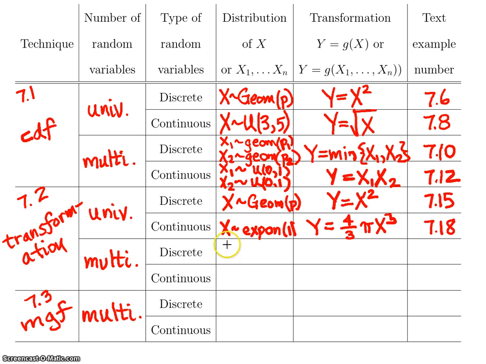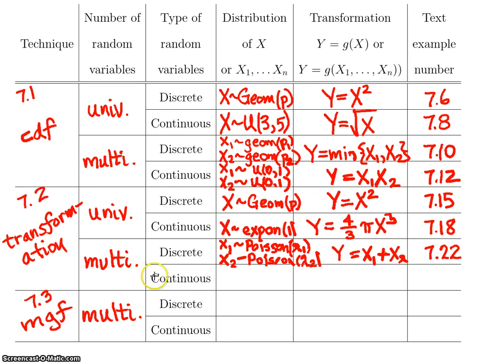Then when you go to the discrete case, there will be X1, which has the Poisson distribution with parameter lambda 1, and X2 also has a Poisson distribution, but this time with parameter lambda 2. And this time we're interested in Y, which is the sum of X1 plus X2, and that's going to be example 7.22 in the textbook.